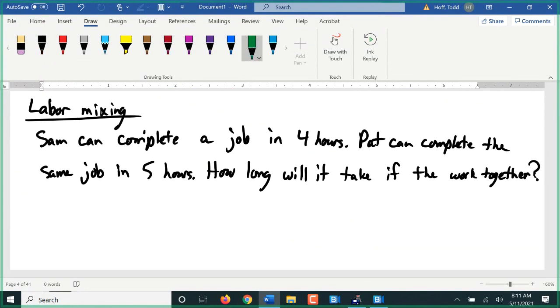So this one's a little tougher. What we're mixing here is their labor and what they've accomplished. So we're going to change focus a little bit, and we're going to look at what they can do in 1 hour. Sam can do 1/4 of the job. Pat can do 1/5 of the job.